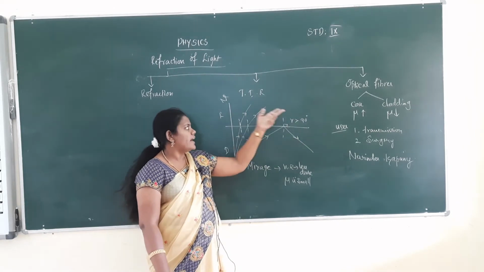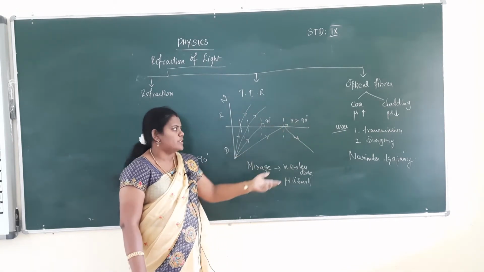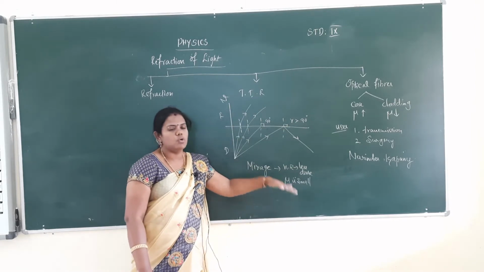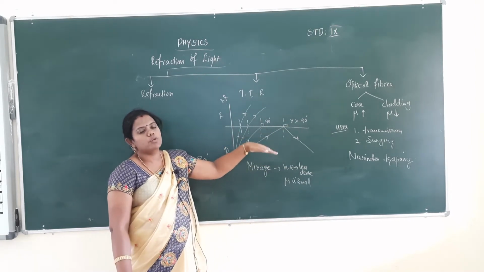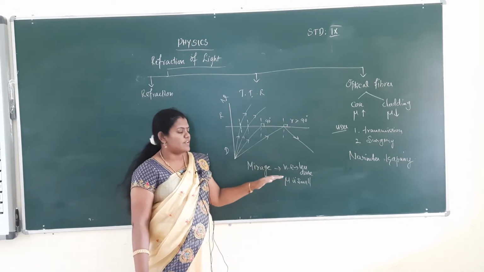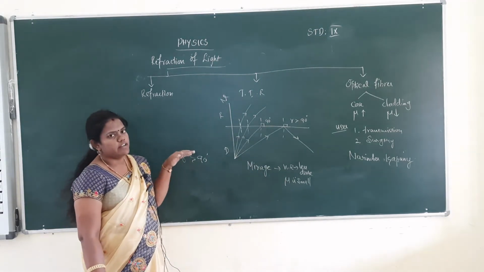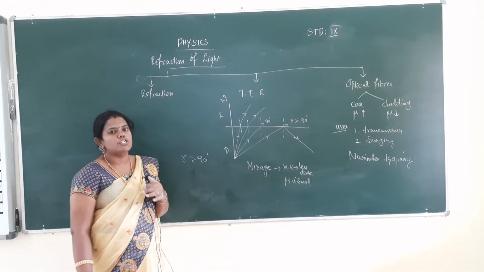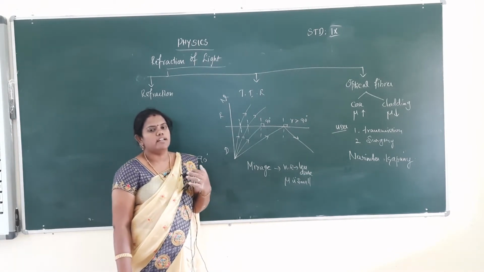When the angle is greater than 90, it will be totally internally reflected. No refraction is there, only total reflection. Only internal reflection happens; this is called total internal reflection. So what's the condition to create total internal reflection?